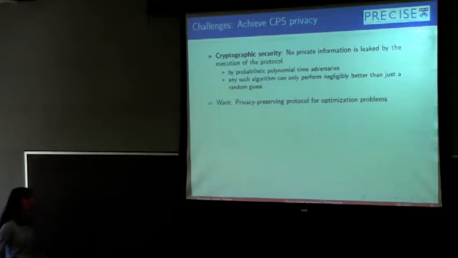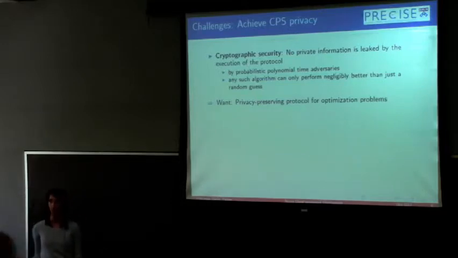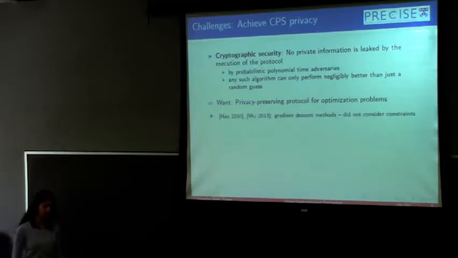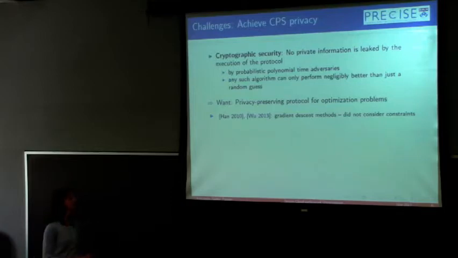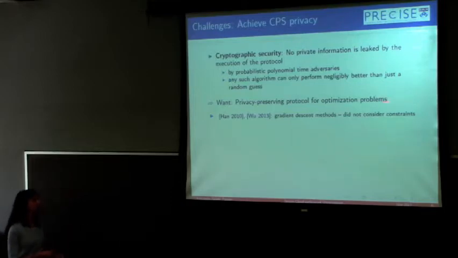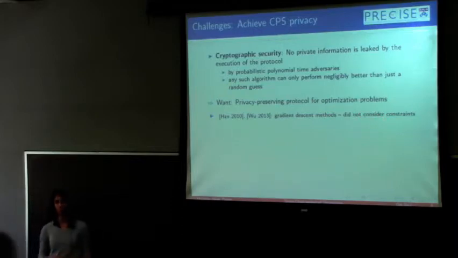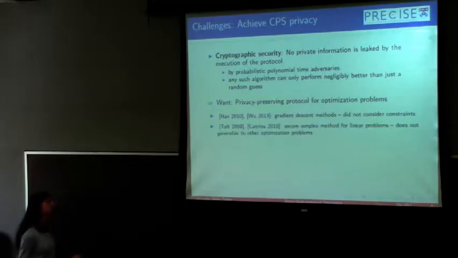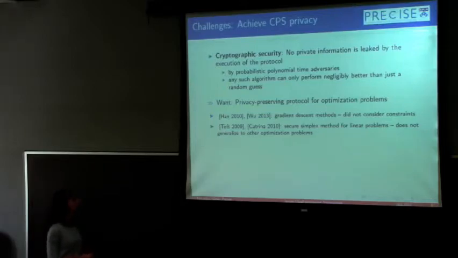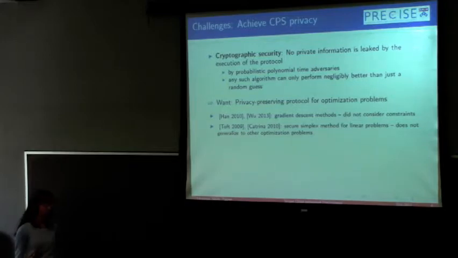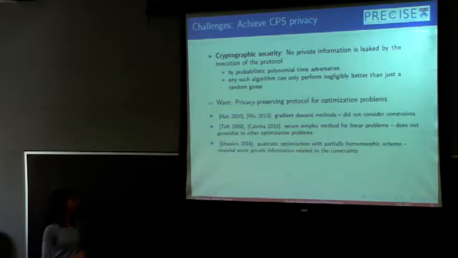Okay, so having this definition, what we want to do is actually come up with a protocol that preserves the privacy of our optimization problem. There has been work in this area, obviously, but however, many people considered unconstrained problems and use gradient descent on them, in which case an iteration of the gradient descent is very easy. So it's not hard to do. There have been also works that consider linear problems, but solve them with the simplex method in a secure way. But the simplex method cannot really be generalized to many other problems.